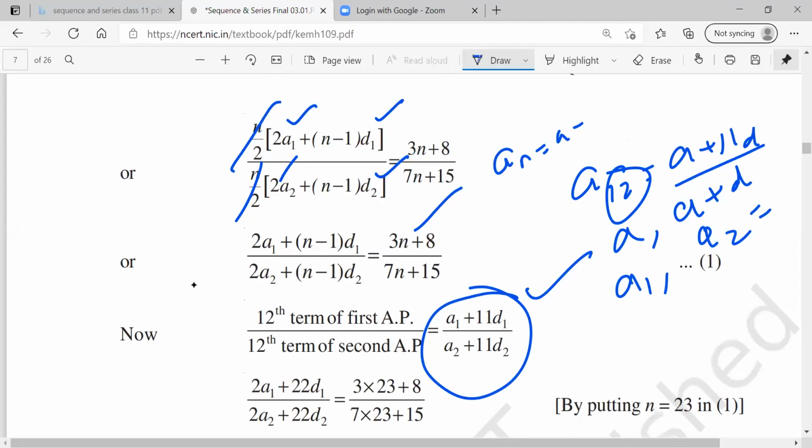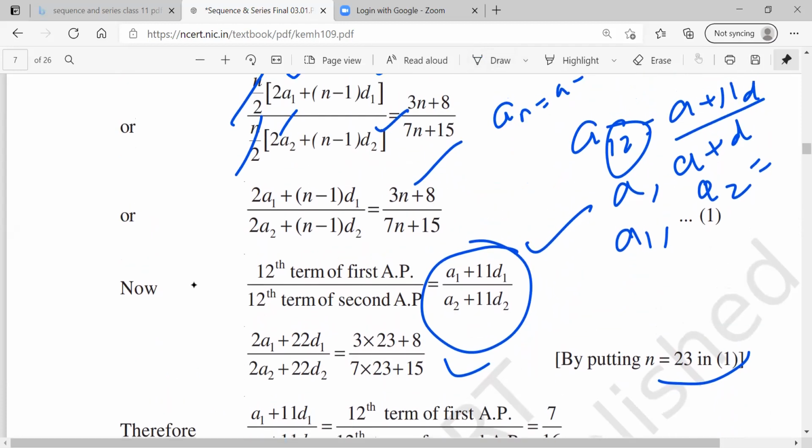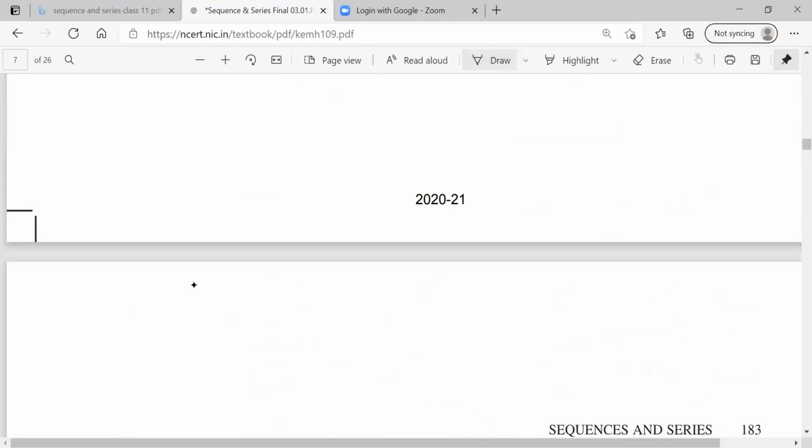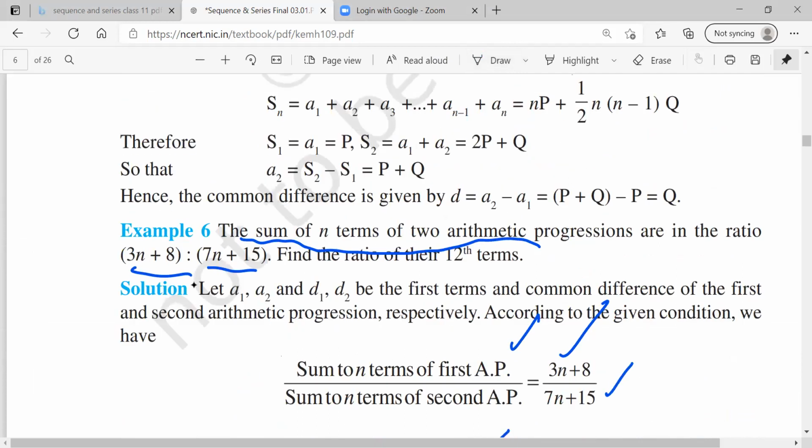But then they directly put n is equal to 23 in something. So this is our thinking point. How are we getting this 3 into 23 plus 8 or something? Correct. So that is our main thing in this. How are we able to connect? Or how are they able to get this 22D or something? Now we have to see the question really carefully here. The question is the sum of n terms of two arithmetic progressions are in the ratio 3n plus 8 is to 7n plus 15. Find the ratio of their 12th terms.